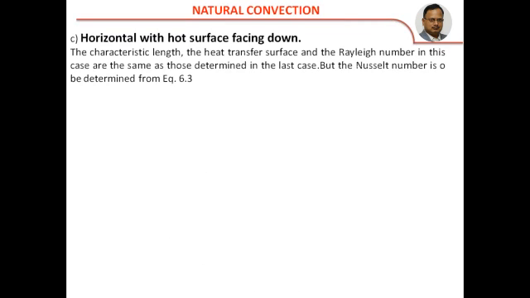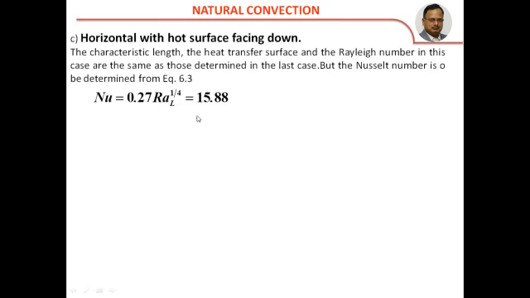Now let us see the horizontal plate with its hot surface facing down. Because it is in horizontal position, the characteristic length remains the same, the Rayleigh number is also the same, but the Nusselt number is used differently. That is 0.54 Rayleigh number to the power 1 by 4.